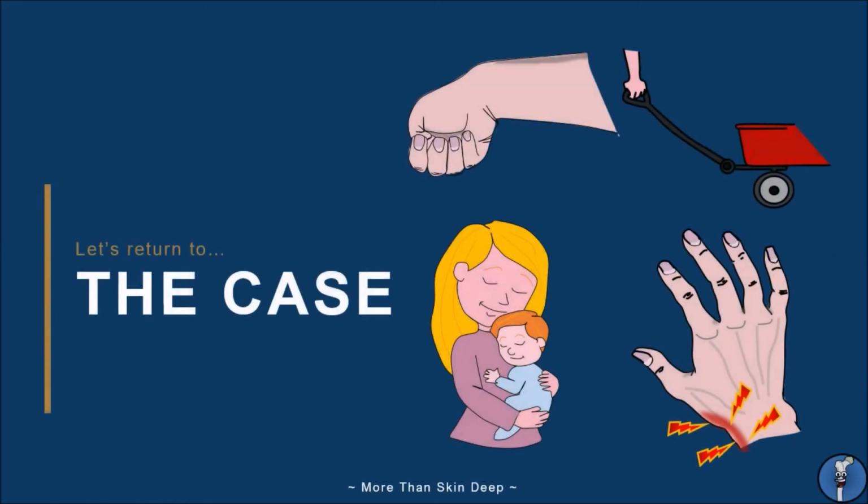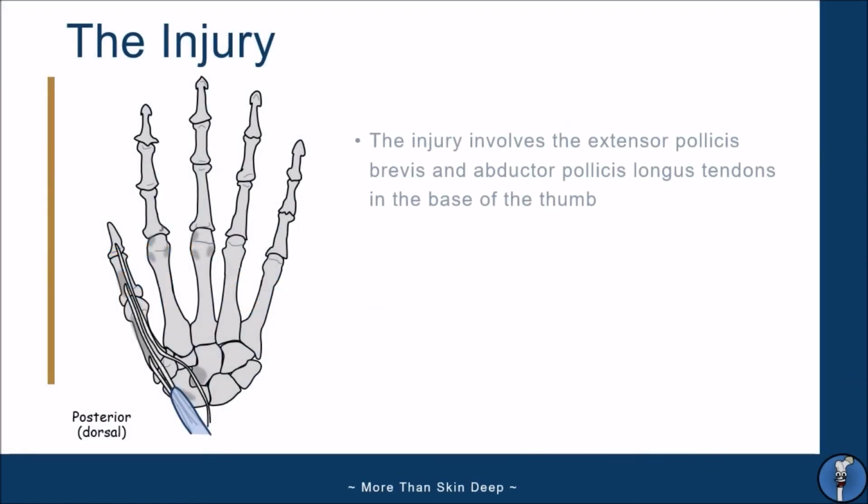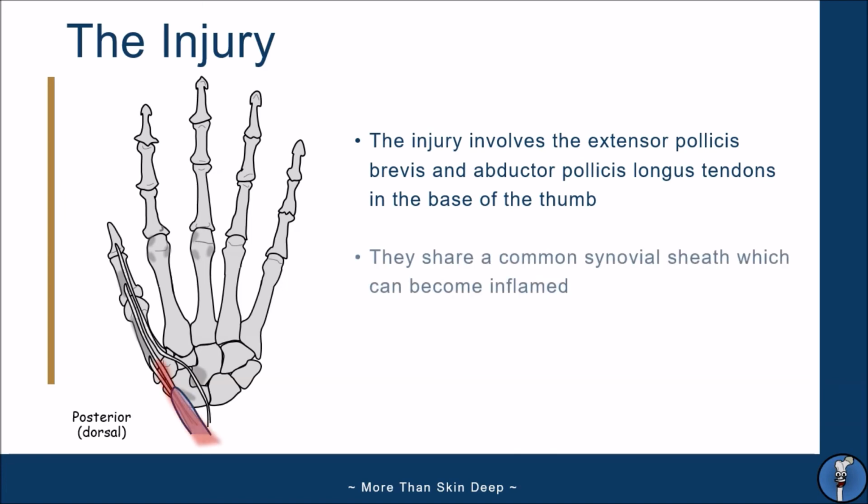And finally, we'll return to our case, which was De Quervain's Tenosynovitis. This injury involves the extensor pollicis brevis and abductor pollicis longus tendons at the base of the thumb. As they share a common synovial sheath, when one becomes inflamed, they both suffer.